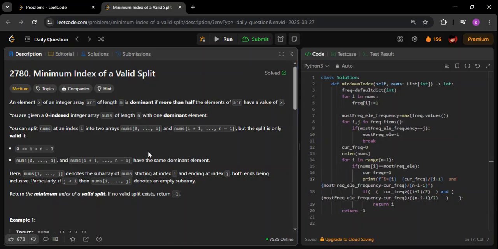It is question 2780, minimum index for valid split. So first thing, as the way I always say in my videos, please go through the question once, take the link from the description, go through it once, because this is something that you will have to teach yourself, how to interpret the question, how to understand, how to extract the maximum out of the question. You'll have to do that part.